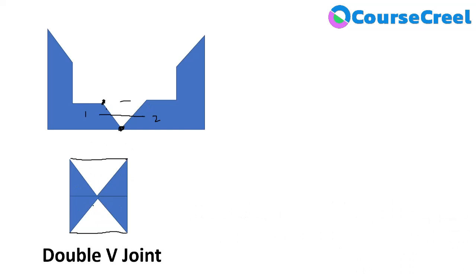So for very thick plates, the welding should be done on both sides. Here this is the first side, this is the second side. So first we need to weld at this particular part, and then we need to weld at this particular part. So it will provide more strength to the weldment.